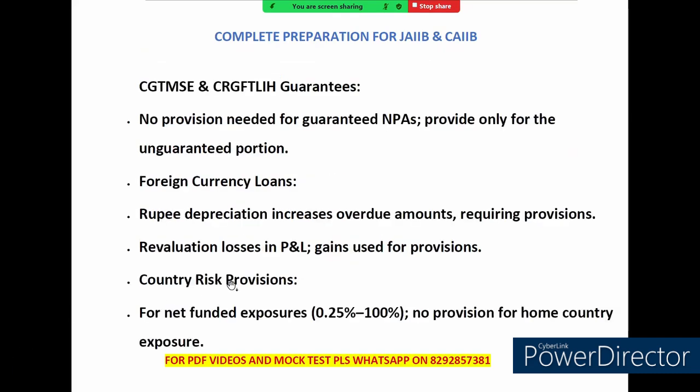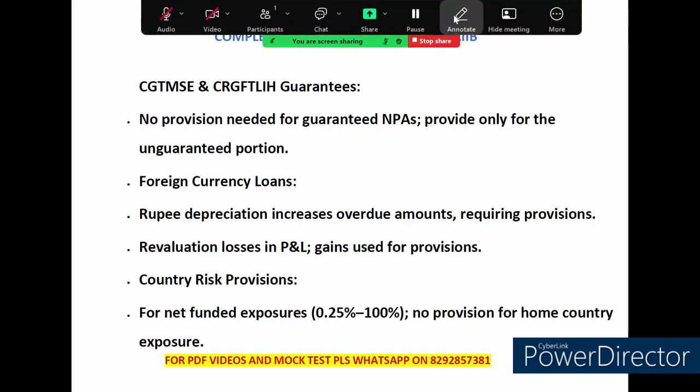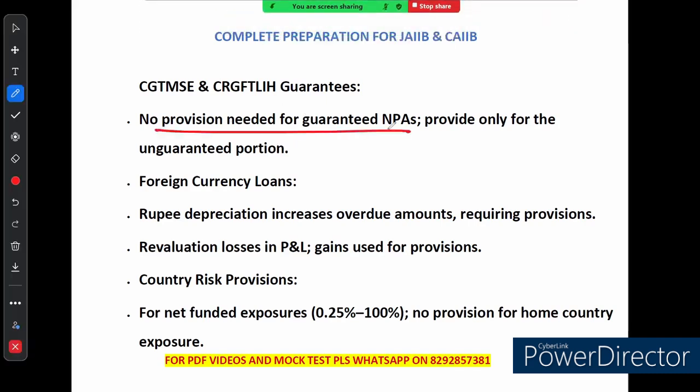Now let's talk about CGTMSE. See, let's talk about some important guarantees and provisioning related to loans. First of all, for loans covered under the CGTMSE and CRGFTLIH guarantee, banks don't need to set aside money for the portion of the bad loan covered by this guarantee. Already I have told you in the case of ECGC also, right? They only make provision for the part that is not guaranteed.